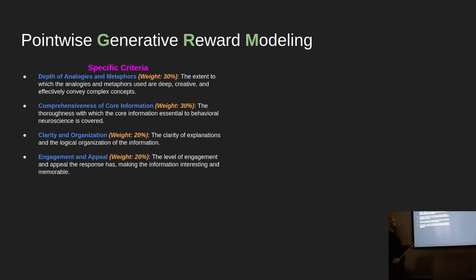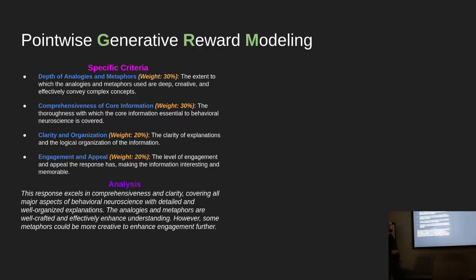And well, let's say that we had this technique for rewarding it, right? So let's say, okay, well, we're going to create some specific criteria in which to judge this specific prompt. The depth of the analogies and metaphors, okay, we'll weight that 30% because that was one of the things they specifically mentioned. Comprehensiveness of the core information, we have to make sure that they're doing a thorough review as requested. Clarity and organization, well, if it's not clear, what's the point of writing it? We have to make sure we don't confuse the student. And engagement and appeal, well, let's give that a lower weight, but still a pretty decent weight because we want to make sure that it seems memorable because we're trying to help them study. That's a really cool way to do this prompt.